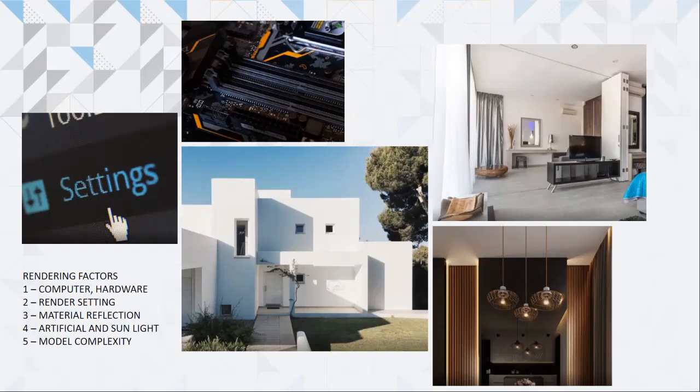And the last thing is model complexity. If you have just a room with a bed inside, the render will be a lot faster than if you have a very complex room with a lot of flowers, with a lot of materials. That way the rendering will be a lot slower.